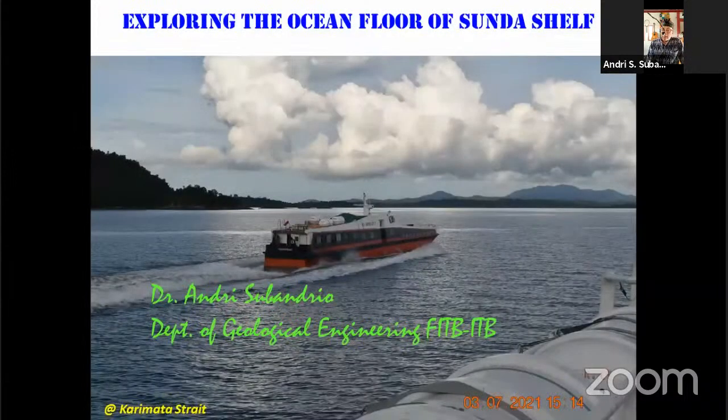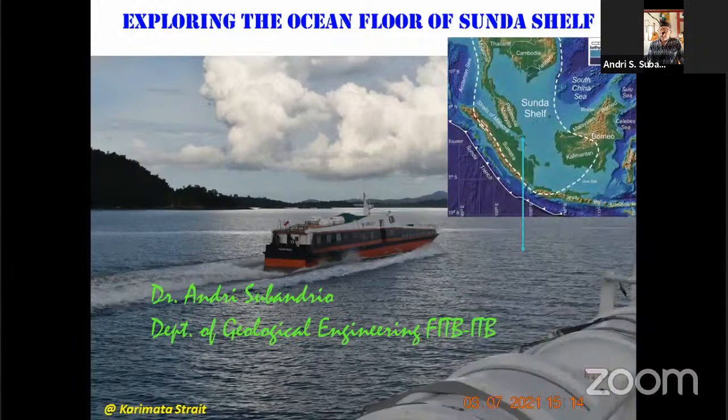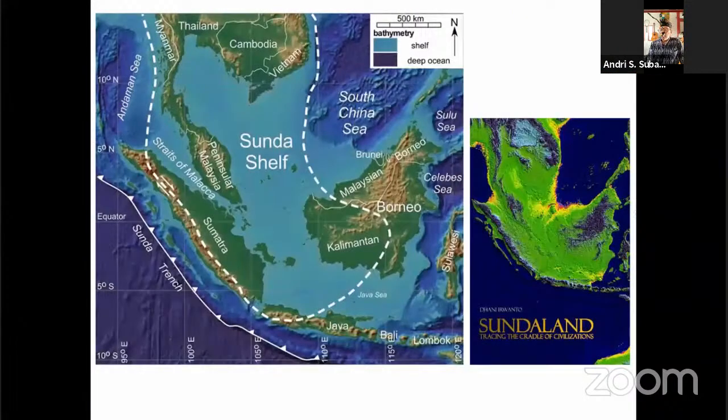So we are exploring the ocean floor here and determined that we have a special case in the Sunda Shelf. Sundaland extends from Thailand, Cambodia, the Malay Peninsula of Malaysia, Sumatra, until West Kalimantan. The Sunda Shelf lies between Sumatra, Java, and West Kalimantan, also the southern part of Cambodia, and the eastern part of the Malay Peninsula. This is the large image of the Sunda Shelf.